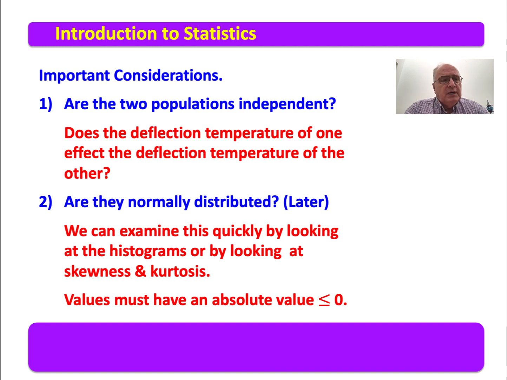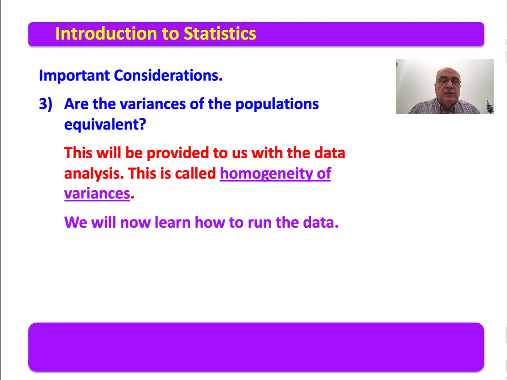These pipes that we're looking at, one set of them is produced by one manufacturer, one set produced by another manufacturer. We're looking at the deflection temperature, so they are independent. One does not control the other. Now, are they normally distributed? And I made a mistake here. I put 0. The values must have an absolute value greater than 3, so ignore that. But we will look at skewness and kurtosis, and we will do that using SPSS. Are the variances of the population equivalent? Do we have homogeneity of variance? We're going to test that as well.